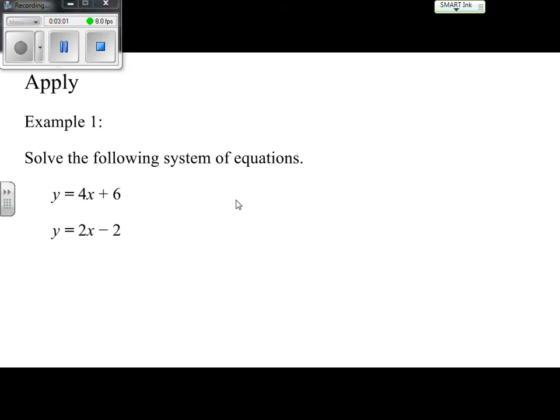So our first example, we have two equations, y equals 4x plus 6 and y equals 2x minus 2. We want to find an x and y value that work for both of these equations. These equations, unfortunately, are not in standard form because the x's and the y's are not on the same side. That's a relatively easy fix. So the first equation I'm just going to rewrite here as y equals 4x plus 6. And now I want to get my x to the other side. So I'm going to subtract 4x from both sides.